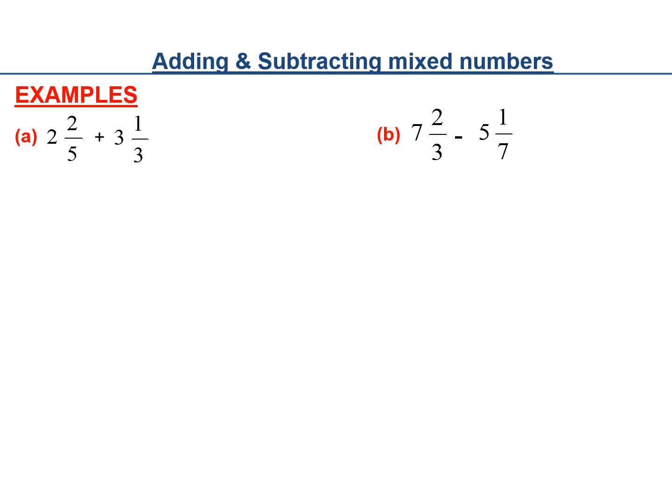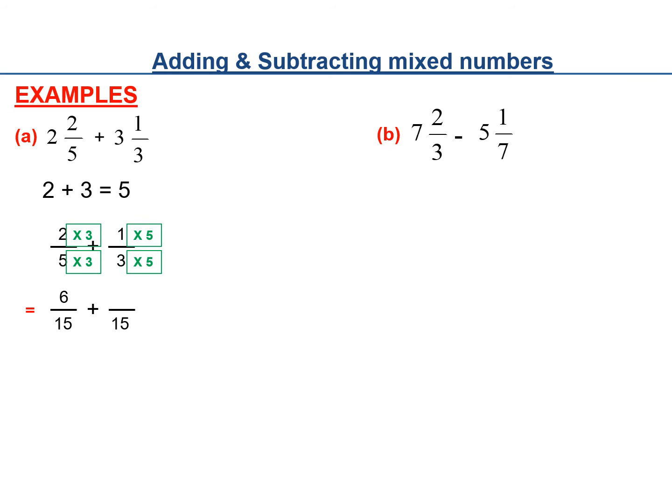Now here, if you are going to add or subtract mixed numbers having different denominators, you just take the whole parts together, either in addition or in subtraction, and then you can make a common denominator for the fractions. As you can see, 5 and 3, the common denominator is 15, so you multiply by 3 for the first fraction, by 5 for the second one, and then you'll get the answer and put the whole number.